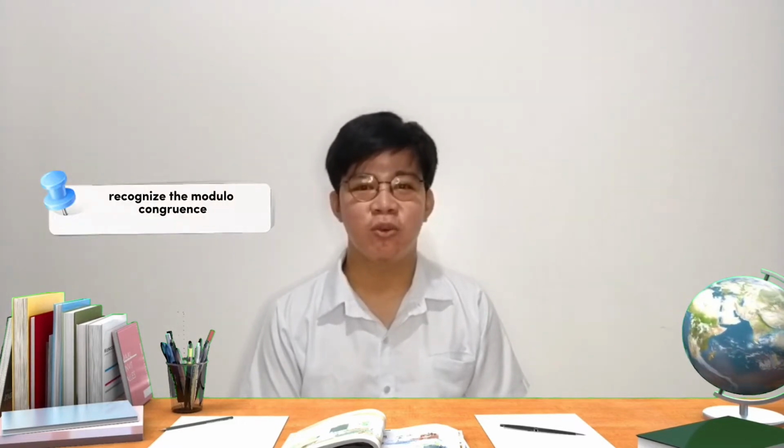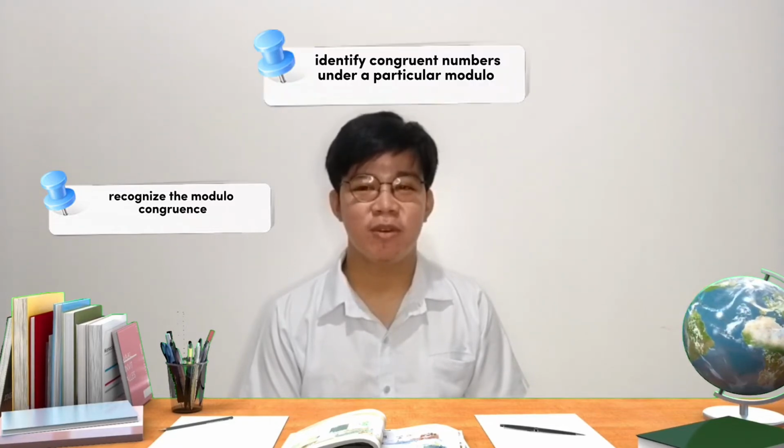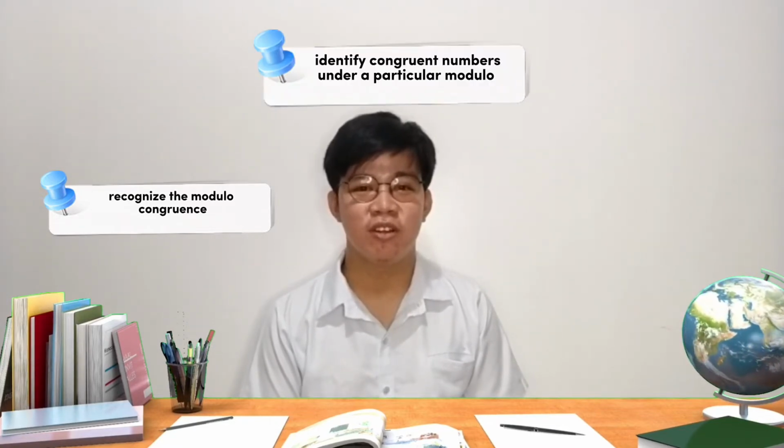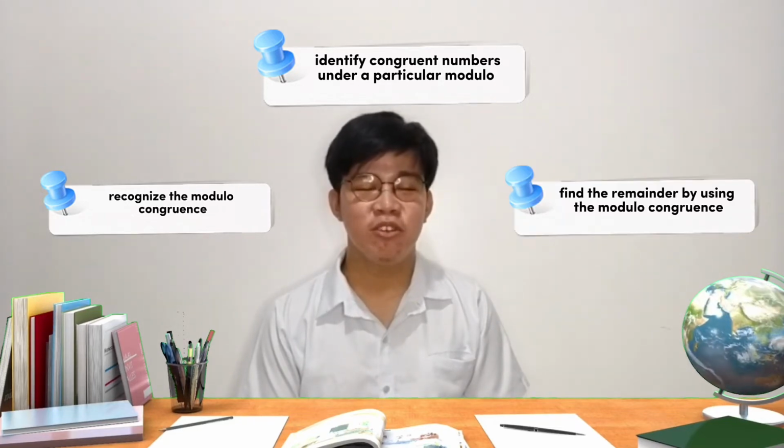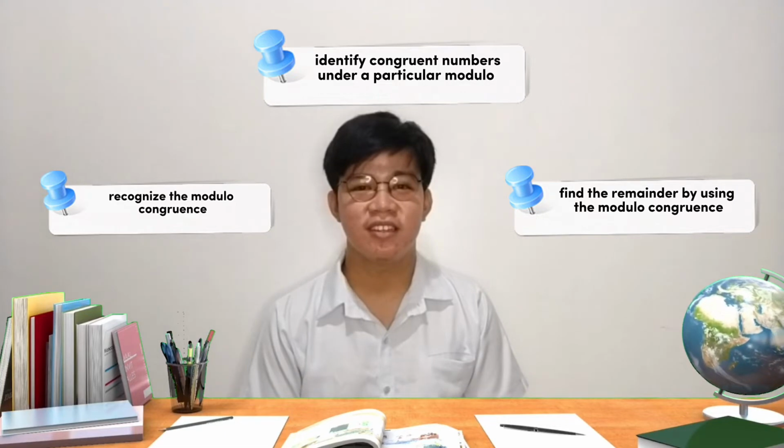This lesson has 3 objectives. At the end of the lesson, you will be able to recognize the modulo congruence. The second one is to identify congruent numbers under a particular modulo. And the last one is to find the remainder by using the modulo congruence.